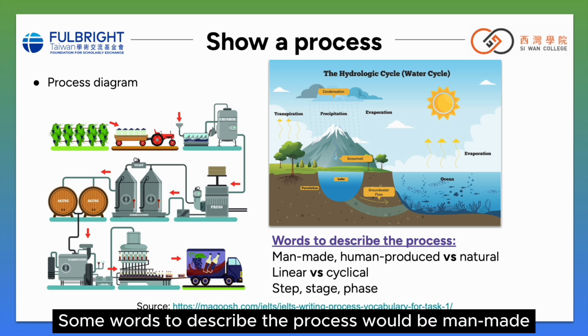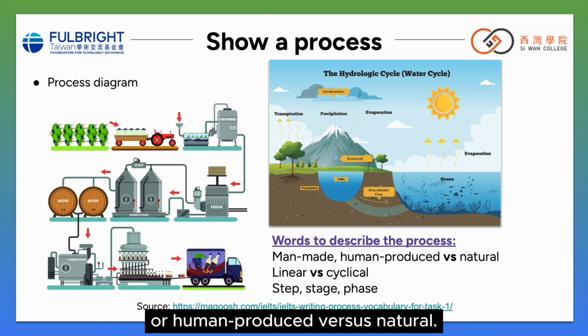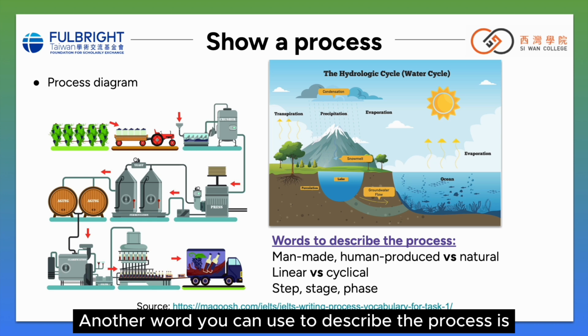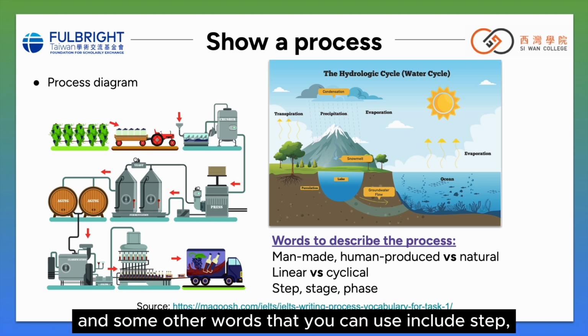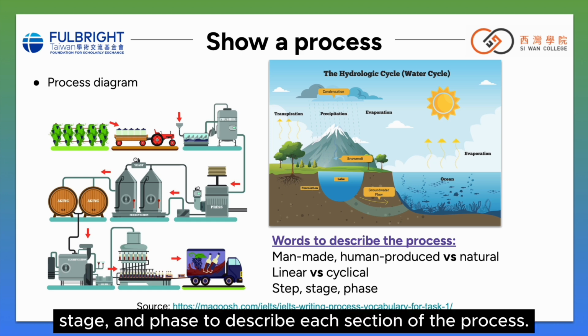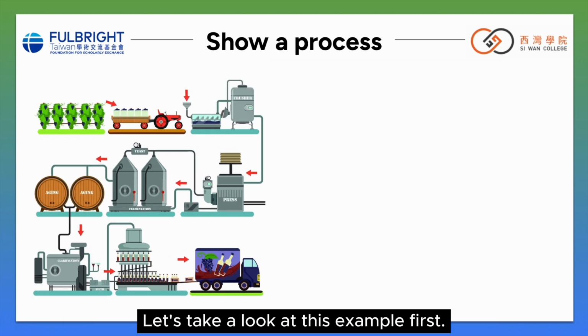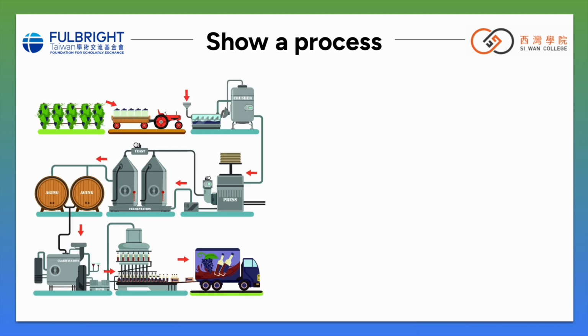Some words to describe the process would be man-made or human-produced versus natural. Another word you can use to describe the process is a linear process versus a cyclical process. A cyclical process is one that will repeat. And some other words that you can use include step, stage, and phase to describe each section of the process. Let's take a look at this example first.